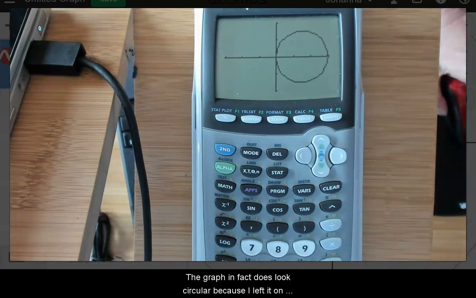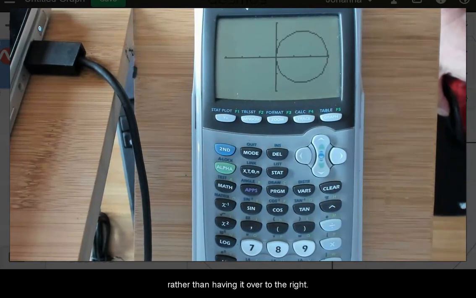The graph, in fact, does look circular because I left it on zoom square from the previous. You do have to be careful again that now that we've changed the equation, the zoom fit window for the last equation may not work well for this one. In fact, if you hit zoom fit again, it would probably center the circle in the middle of the screen rather than having it over to the right.